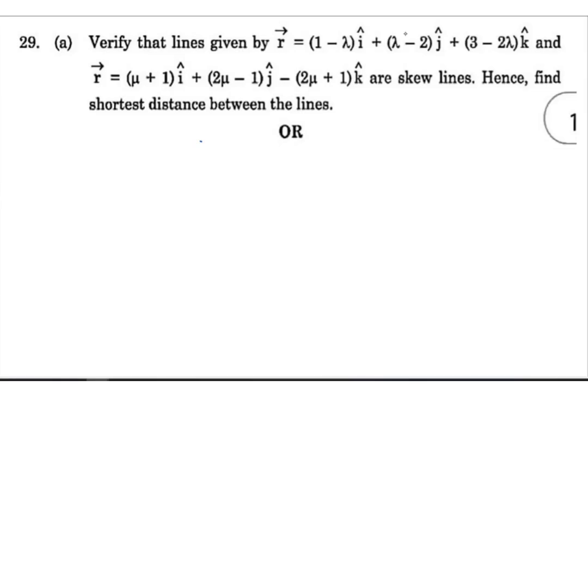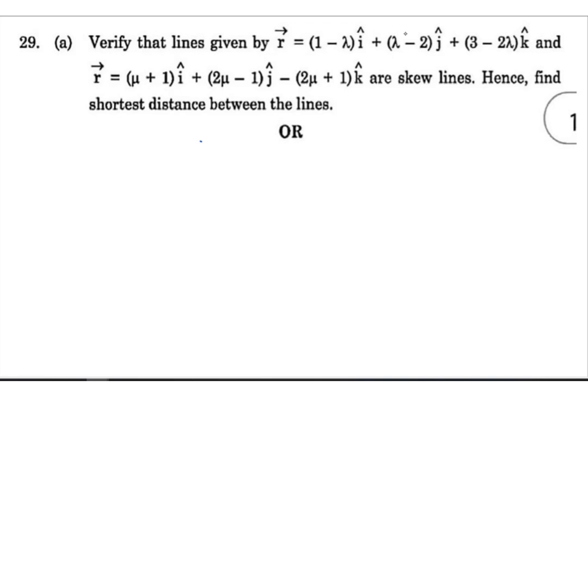Verify that the lines given by r vector equals (1 minus lambda) i plus (lambda minus 2) j plus (3 minus 2 lambda) k, and r vector equals (mu plus 1) i cap plus (2 mu minus 1) j cap minus (2 mu plus 1) k cap are skew lines. Hence, find the shortest distance between the lines. So we will solve this problem.